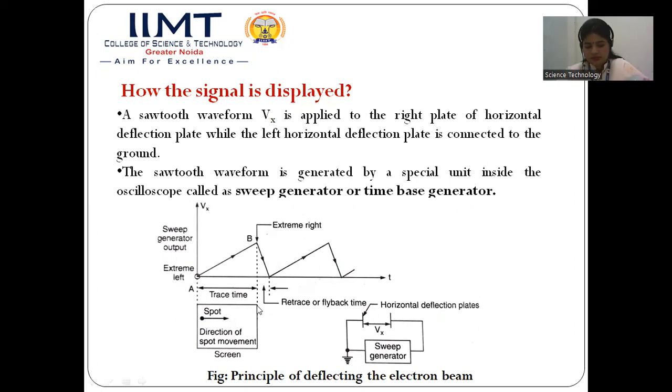So from this discussion we have understood how, by applying the sawtooth waveform across the horizontal plates, the electron beam or the electron spot moves from the left hand side of the screen to the right hand side of the screen. So with the help of the horizontal plates, the dot or the electron beam moves from the left to the right side of the screen.